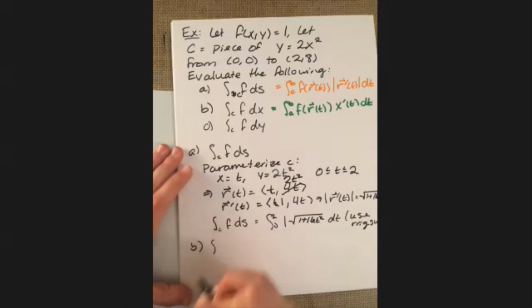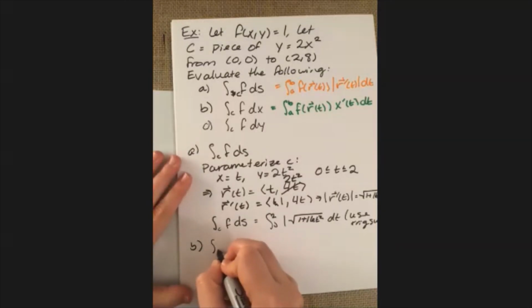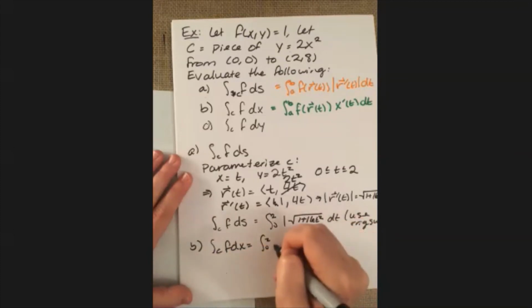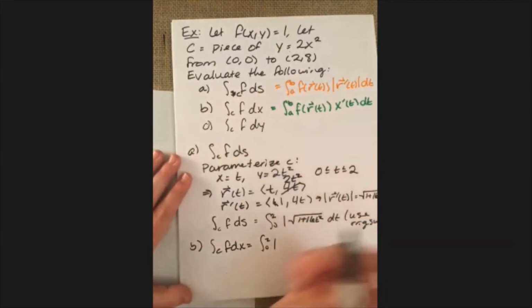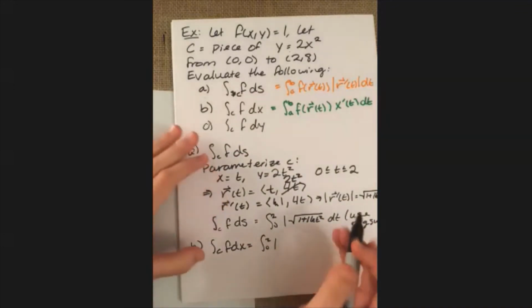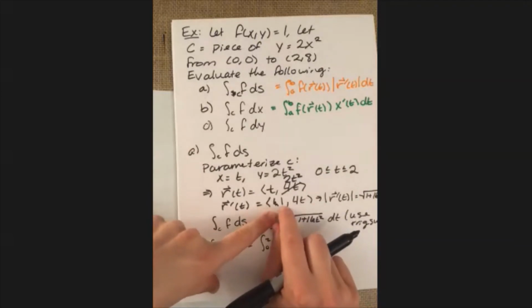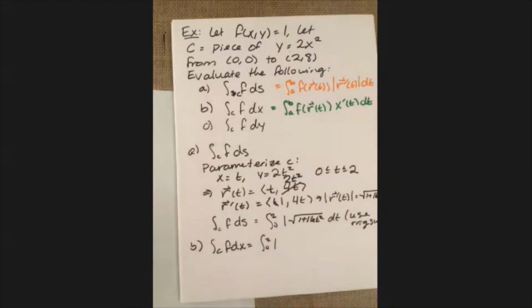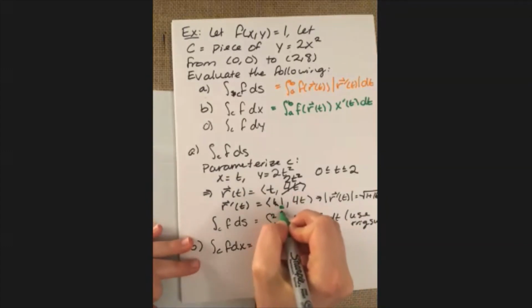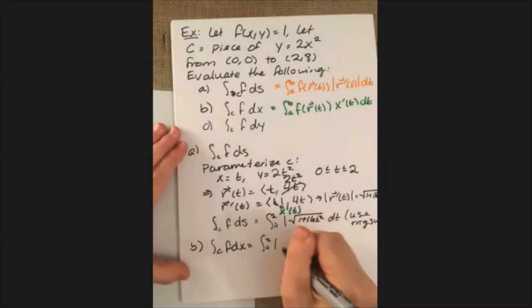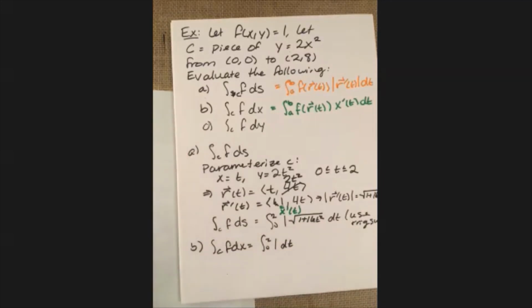So the integral over c of f dx has to be equal to the integral from 0 to 2 of 1. There's nothing really to plug in for r of t because it's just a 1. Then we multiply by the derivative of the x component, which is also just 1. That's x prime of t. So we can just use a 1, and then we still have dt. That one is really quite easy to integrate.